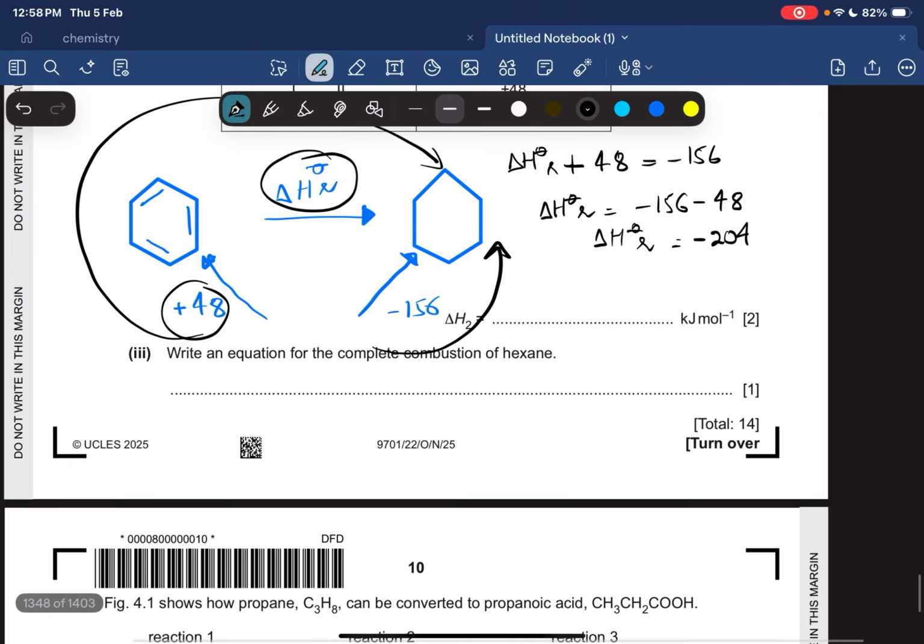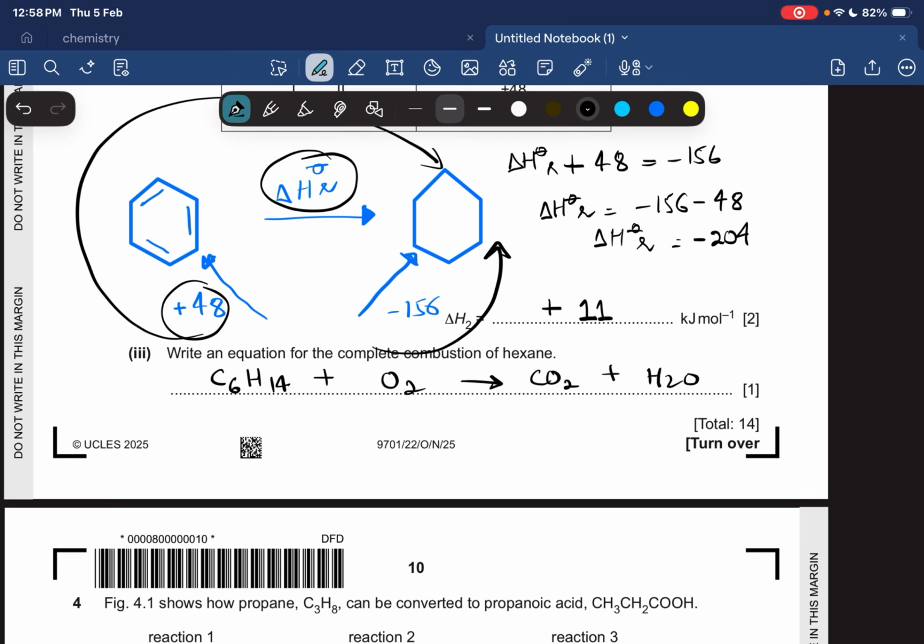So it's going to be a positive 11. Write an equation for the complete combustion of hexane. So hexane is C6H14 plus oxygen, going to give me carbon dioxide and water. And how do I balance it?